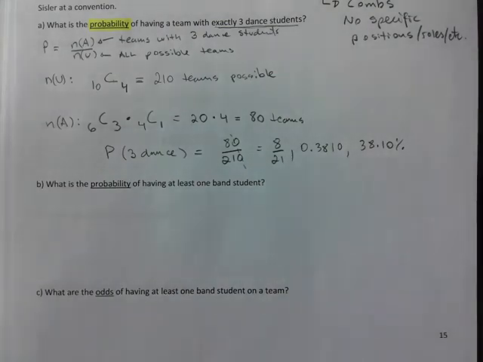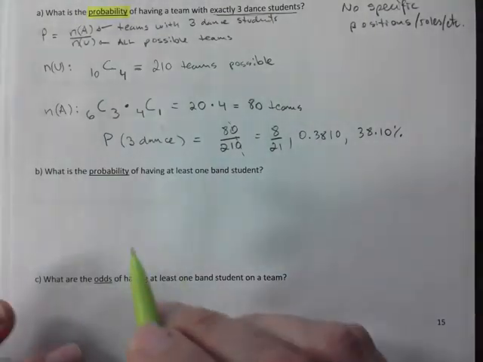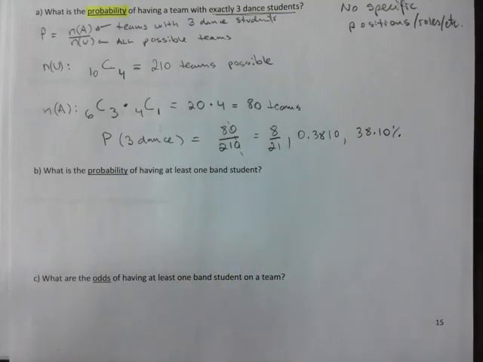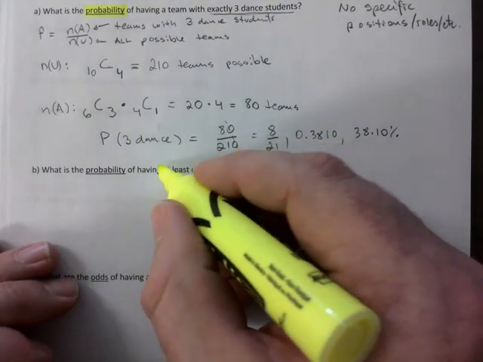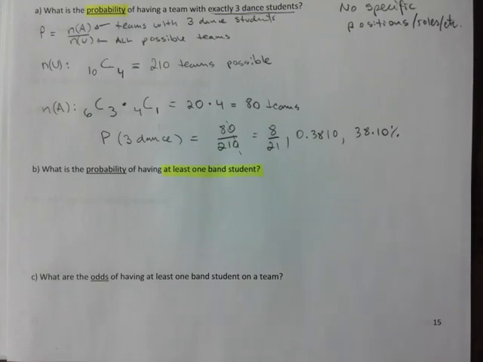So come up with something that makes it bigger. You know what I mean? Like if you just cannot do it, find something. Okay. What's the probability of having at least 1 band student? There's that annoying at least 1. I don't know if you find it annoying. What is that telling us? This is not exactly 1, at least 1. So we want to get rid of all the groups that have no band students in them.